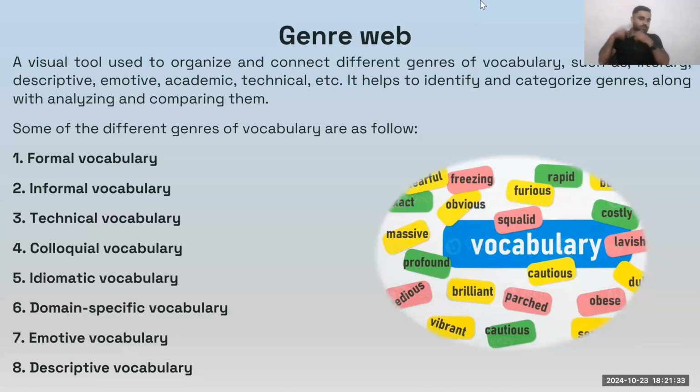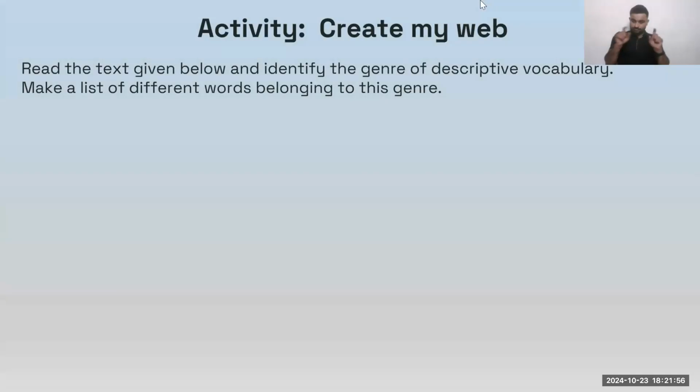Then emotive, which is very important, that is for evoking emotions and conveying tone. Last but not the least, we have descriptive vocabulary or the descriptive genre, where we have words which help us to describe people, places, different experiences, objects, and so on. Okay, so I hope this Yawner Web is clear to all of us.